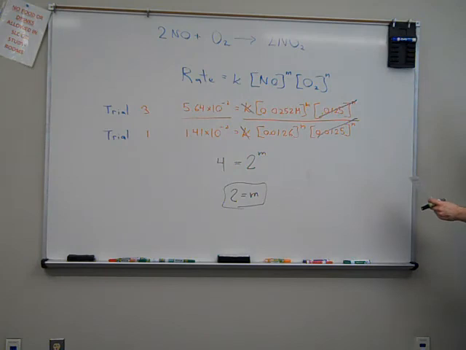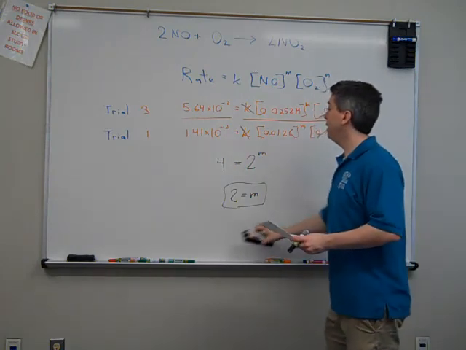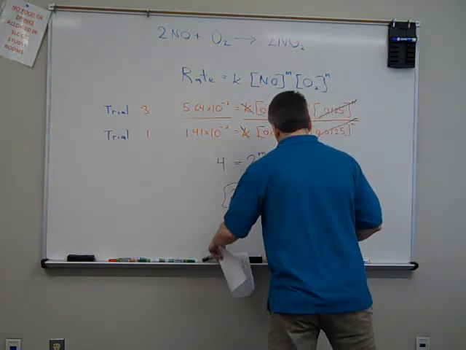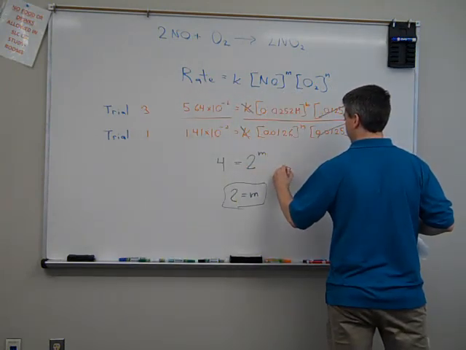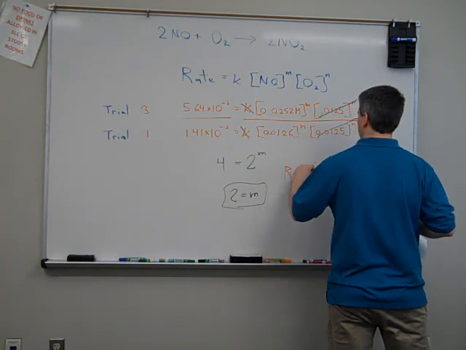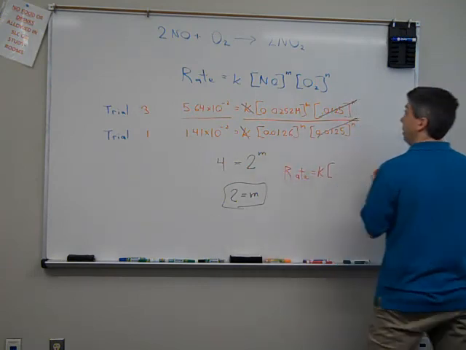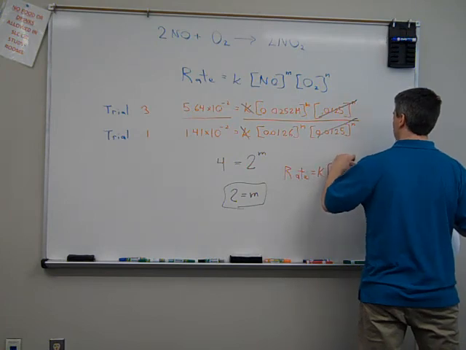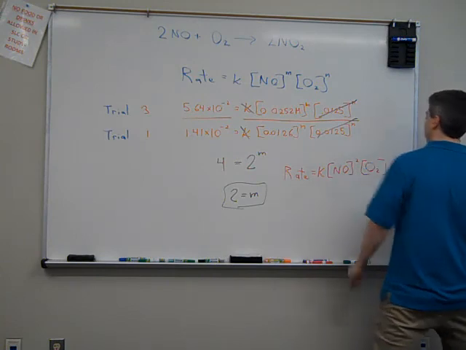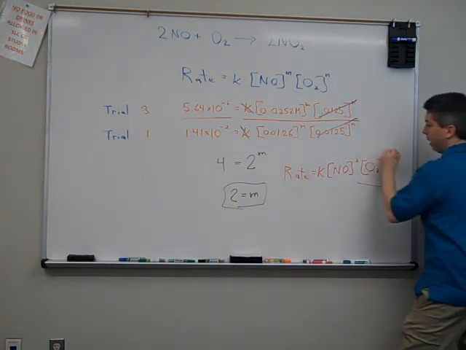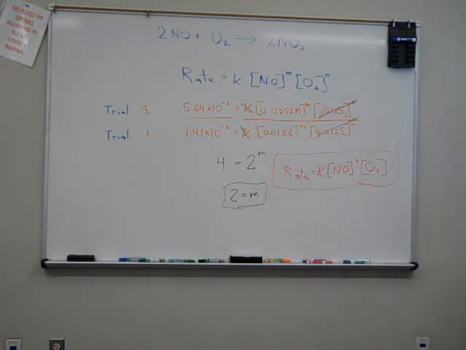So now I write the rate law of the reaction in a very nice bold color. So the rate is therefore equal to K times the concentration of NO squared times the concentration of O2 to the first power. This is my rate law. Second order in NO, first order in oxygen.